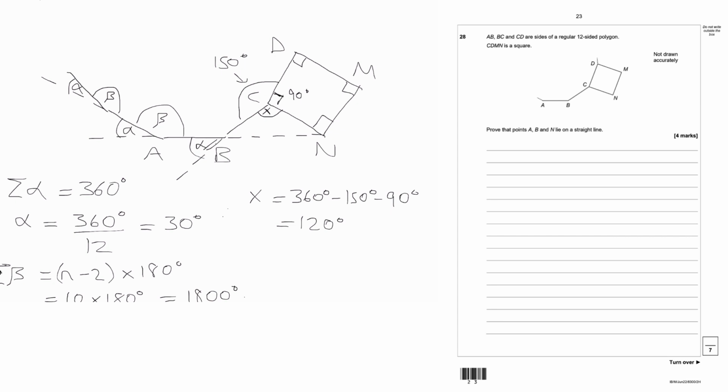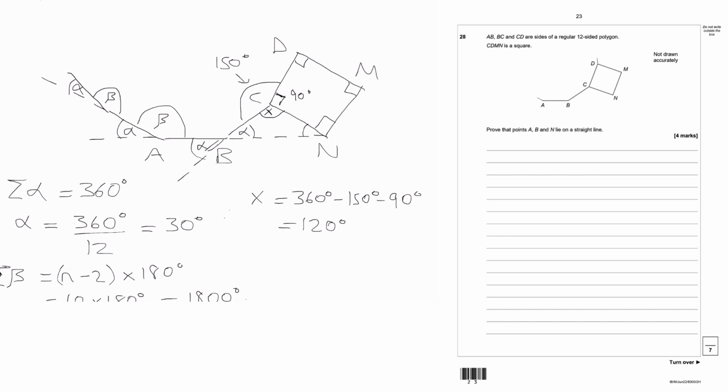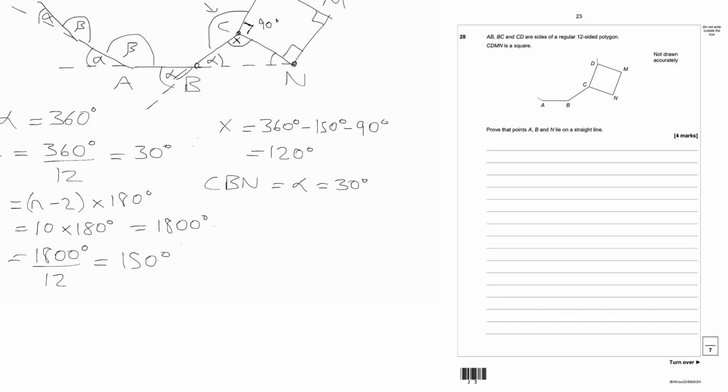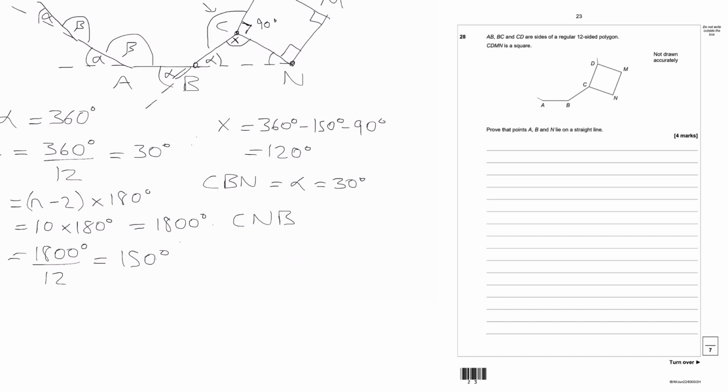And then we need to work out the two angles here and here. We know that the angle alpha is equal to alpha because it's an exterior angle. So the angle CBN, between these three points, equals alpha, which equals 30 degrees. Now, if I know the angle CBN, I now want to know the angle CNB. The total angles in a triangle is 180, so 180 degrees minus 120 degrees, i.e. x, minus 30 degrees. This leaves me with 30 degrees.